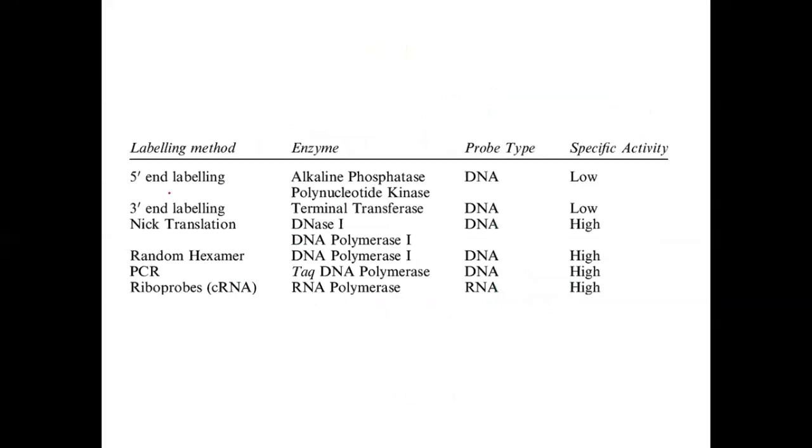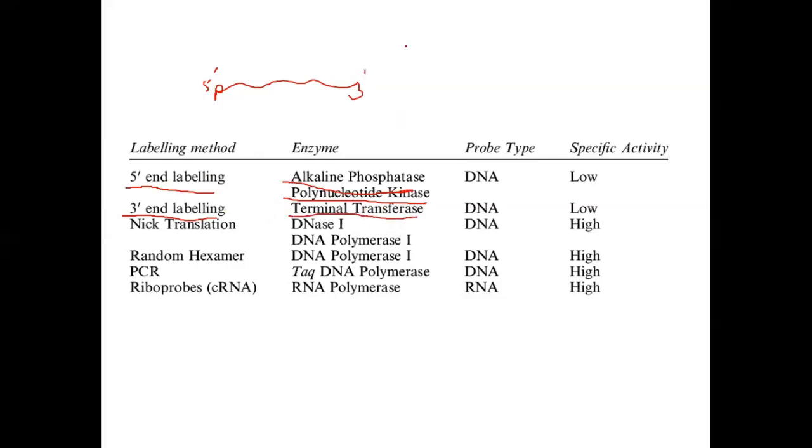Basically, you can do a 5' end labeling or 3' end labeling. If you're using 5' end labeling in a DNA probe, when you're using a phosphate at the 5' end which has to be labeled, you're using alkaline phosphatase and polynucleotide kinase. When we want to label at the 3' end, we can add terminal transferase.